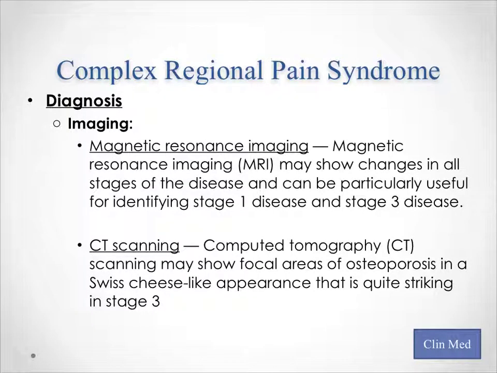MRI can be a useful tool, particularly in helping to determine which stage of the disease or condition the patient is experiencing. In addition, CAT scanning is also potentially helpful. It does show you areas of bone demineralization. You can actually see areas of osteoporosis which appear like a Swiss cheese-like appearance, which is typically seen in stage 3 of the condition.